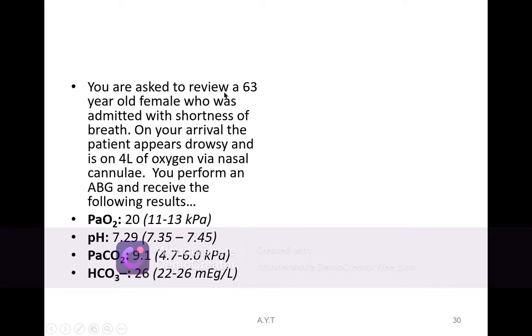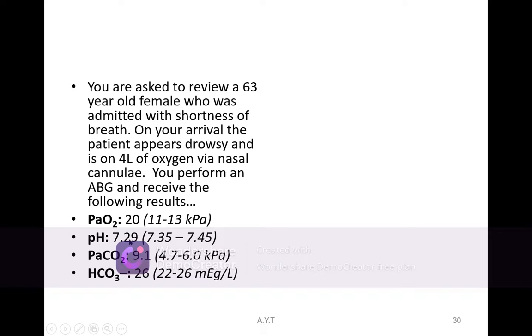Now you are asked to see a 63-year-old female who was admitted with shortness of breath. On arrival, the patient is drowsy and 4 liters of oxygen via nasal cannula was going on. You perform ABG, the PaO2 here is 20, partial pressure of oxygen. 20 here means, in this case, saturation of about 90%.